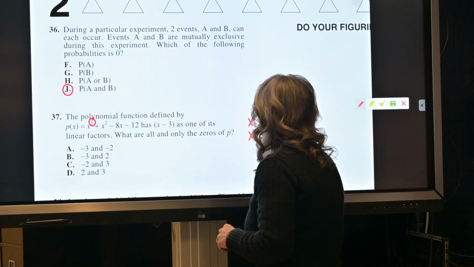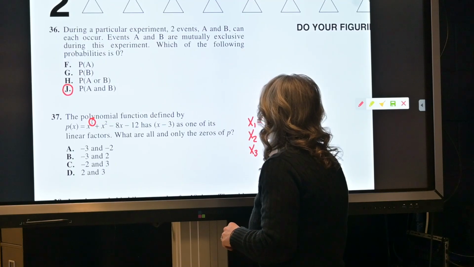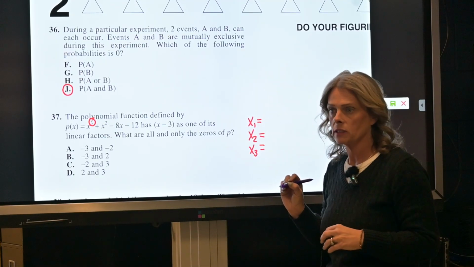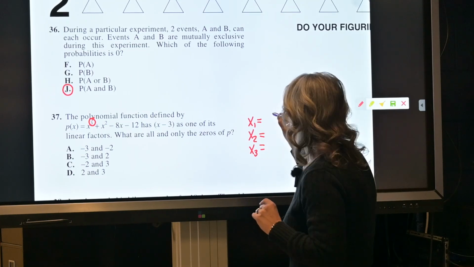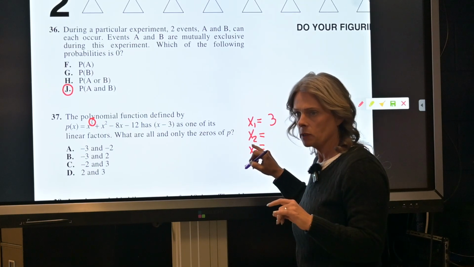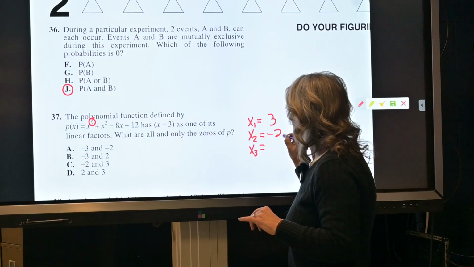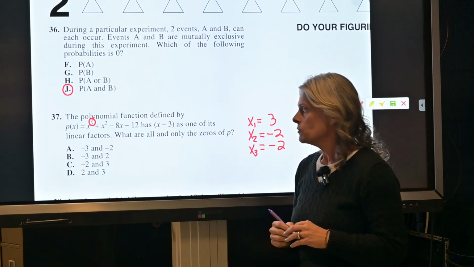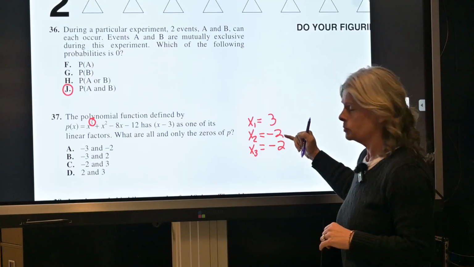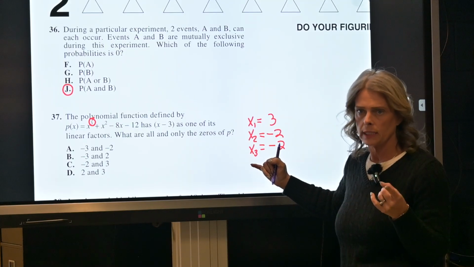Okay, so doesn't it look like this, x1, x2, and x3? Is that what it looks like? So what was x1? 3, okay. And then what did you tell me x2 was? -2, and then the same thing, okay. So first of all, the ones that duplicate, we don't need them twice. You only need it once, okay?